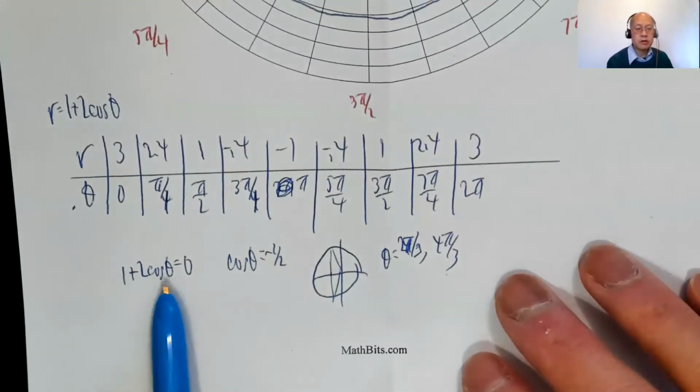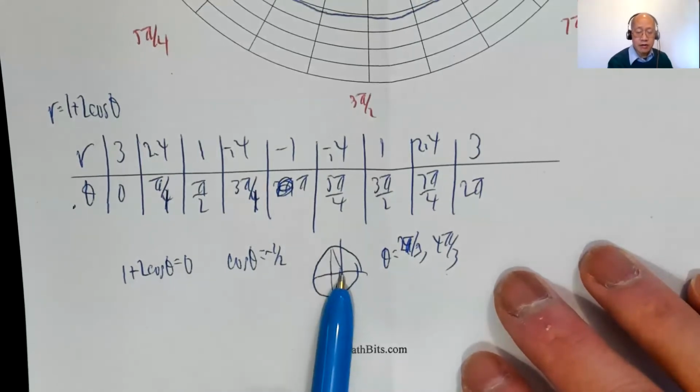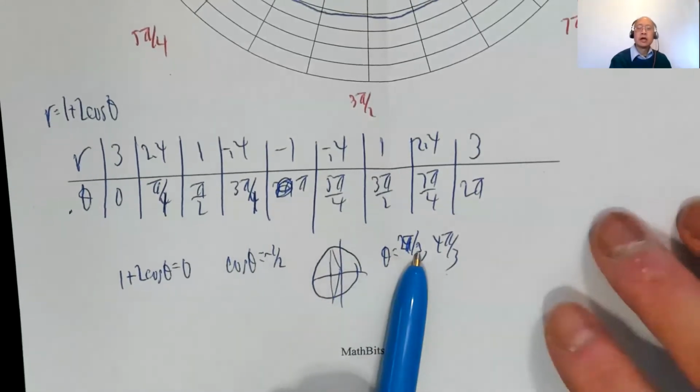I do want to know when it comes into the pole. So I solve 1 plus 2 cosine theta is 0. Cosine theta is negative 1/2. That means x coordinate is negative 1/2. That's there and there. That's 2 pi over 3 and 4 pi over 3.